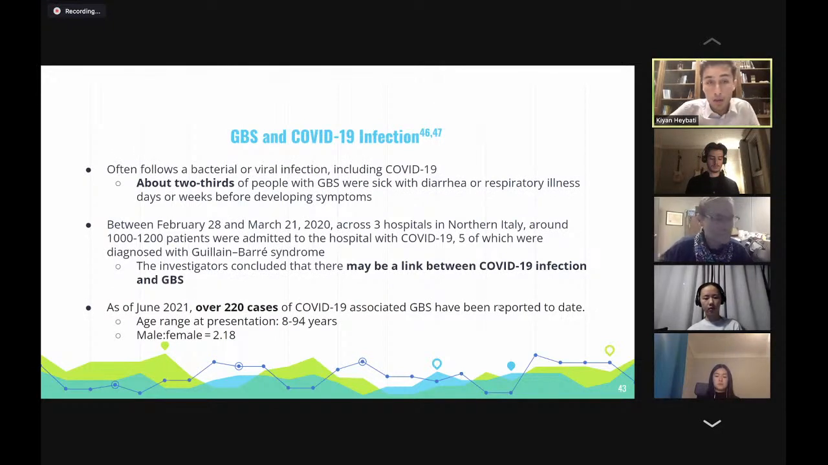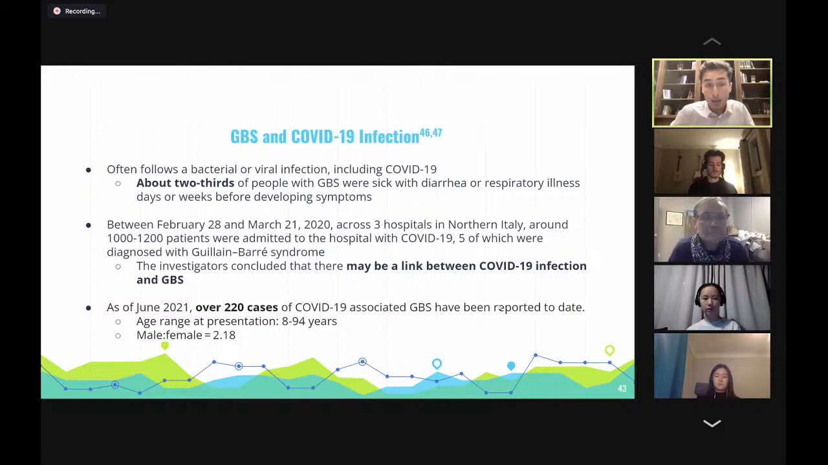Right, and as Dr. Curnew mentioned, the exact cause is fairly unknown and it's under investigation. But something of interest is that GBS oftentimes follows a bacterial or viral infection, including perhaps COVID-19. Specifically, it's been found that about 2/3 of people with GBS were sick with either diarrhea or a respiratory illness before developing symptoms. Of course, association is not always causation, but it's interesting to note that these individuals had some other underlying illness which preceded this.